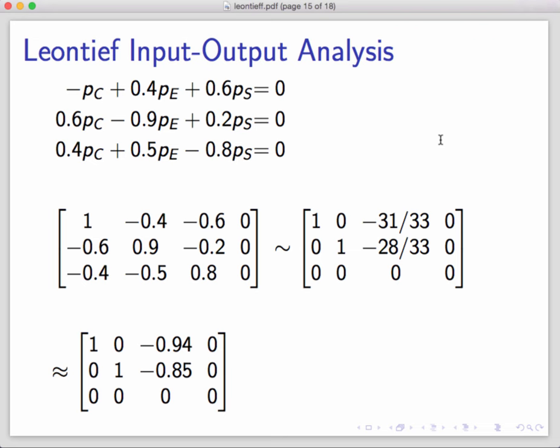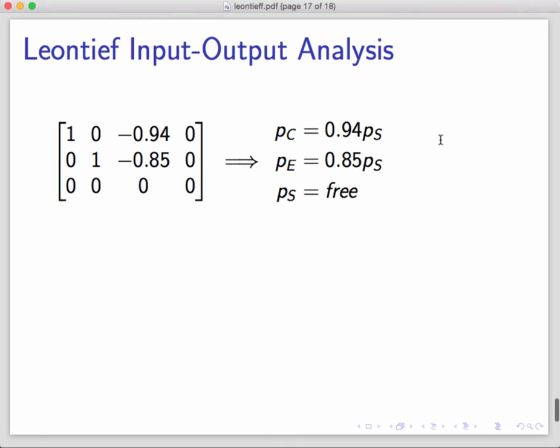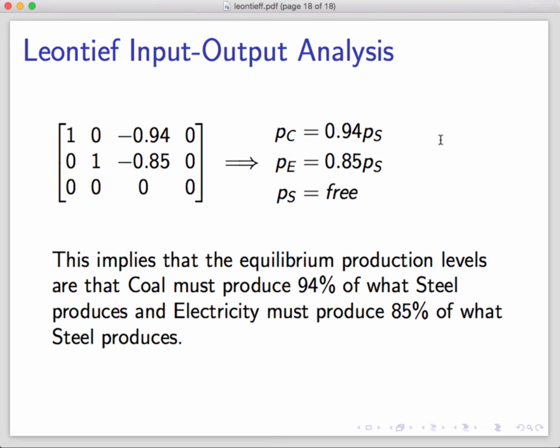I can write the solution in terms of the variables: P sub S is a free variable, and P sub E is therefore 0.85 P sub S, and P sub C is 0.94 P sub S. This allows us to draw the conclusion that the equilibrium production level is that coal must produce 94% of what steel produces, and electricity must produce 85% of what steel produces. So the basic idea here is that we want each sector of the economy to produce enough to satisfy all of the other sectors of the economy.